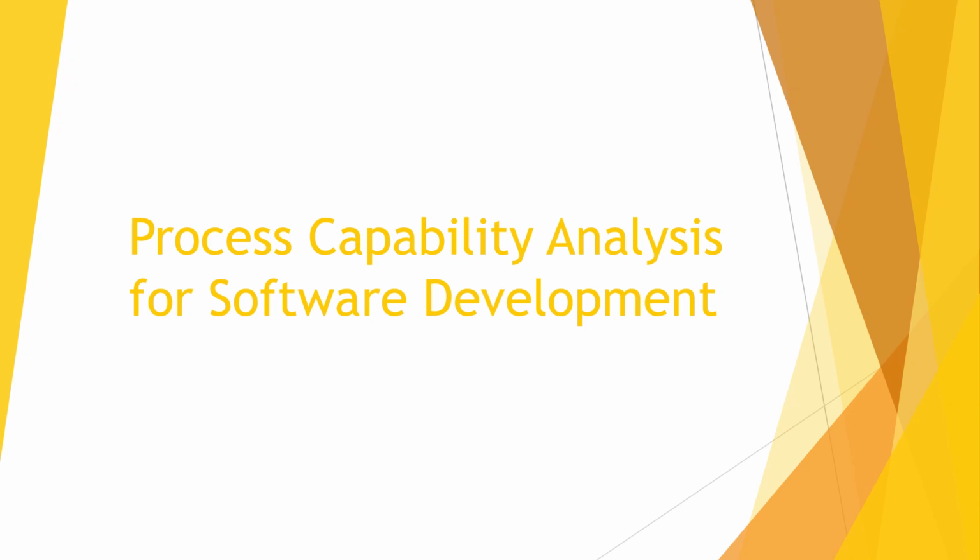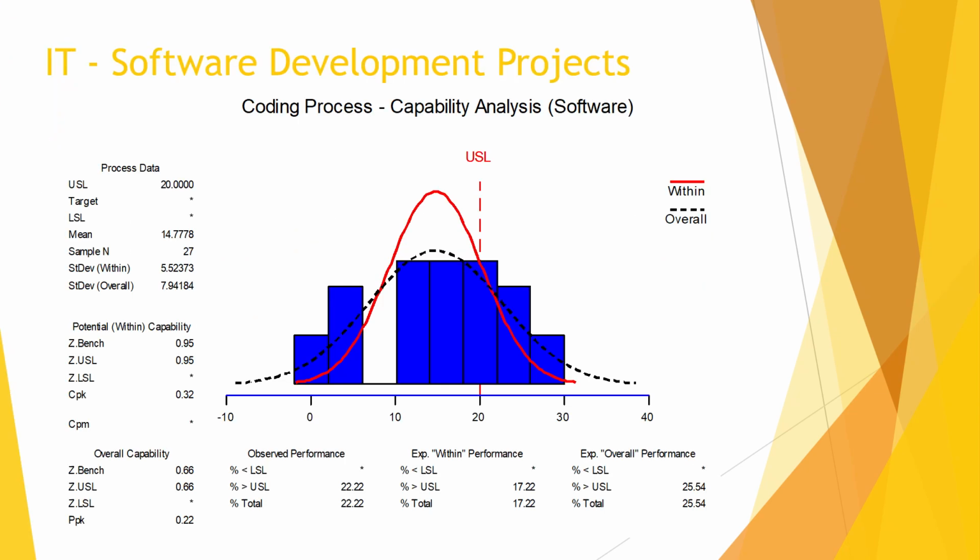Process capability analysis for software development, IT software development projects. PPK, PPU, and PPL. These three indices are measures of overall process capability calculated with overall process standard deviation. They measure the distance between the process average and the specification limits compared to the process spread.